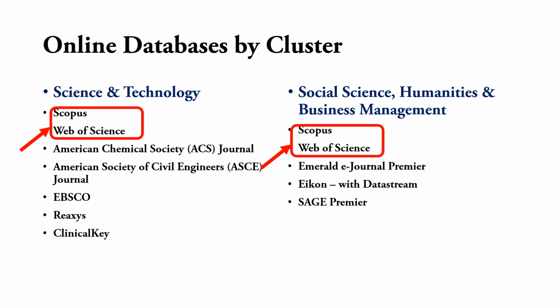This slide shows an example of online databases for cluster science and technology, social science, humanities, and business management. Besides that, I highlighted two databases which are Scopus and Web of Science. Why are these two recommended to you? Next slide, I will go into further detail about this.